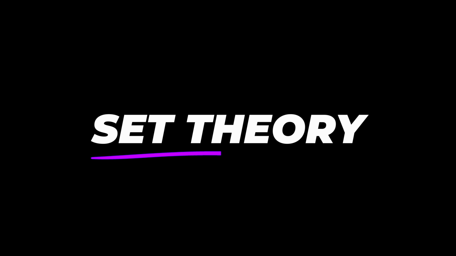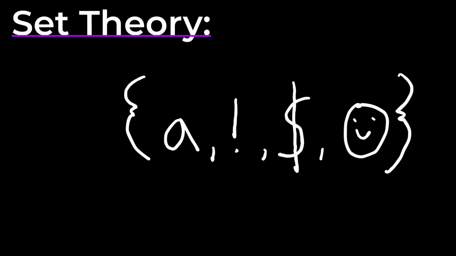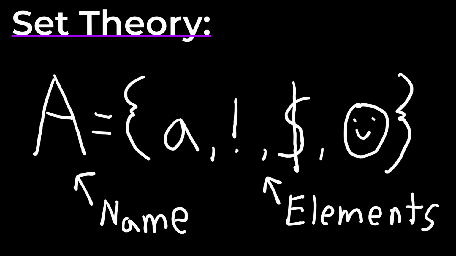So let's start with set theory, the foundation of grouping, matching, and controlling what gets through. But what is a set? A set is defined as a collection of objects that are referred to as the elements of the set. Within a set, you have elements which can be anything, such as a letter, an exclamation point, a $ sign, or even a smiley face. Each set has a name, so in this case, set A would have these elements within the set.